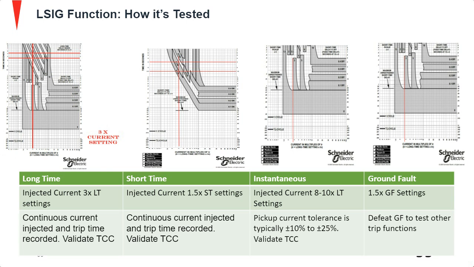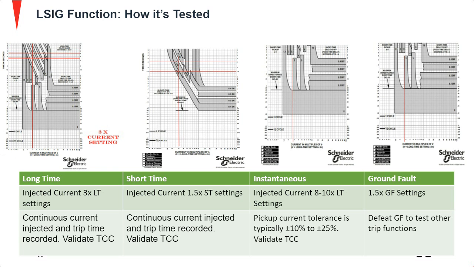For short time and ground fault, that's going to be done at 1.5 times whatever the short time or ground fault setting is. For both of those, you're again applying continuous current and recording the trip time. Typically your ground fault can have a delay, but it's going to be close to instantaneous as well. Your short time is also close to instantaneous, but you also have delays on that you can set on the trip unit.